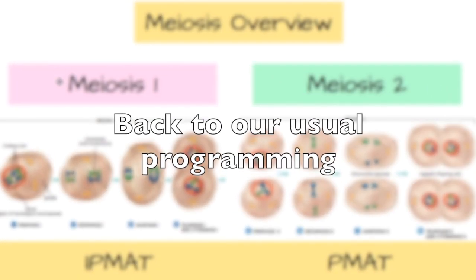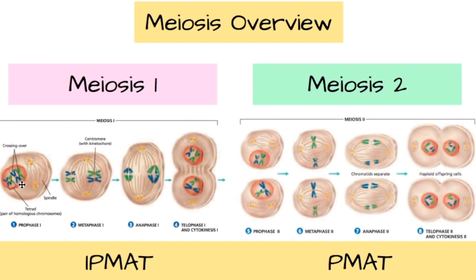Here's our overview in diagrams. So meiosis 1, we can see prophase right there. Our cell is preparing. Metaphase, our chromosomes are starting to move. We'll look at that in more detail in a moment. Anaphase, something's happening where the cells are moving away from each other on both sides. Telophase, we're starting to get 2 new cells. That was ipmat, just like mitosis. Now we go into pmat. In meiosis 2, we have prophase 2, metaphase 2.